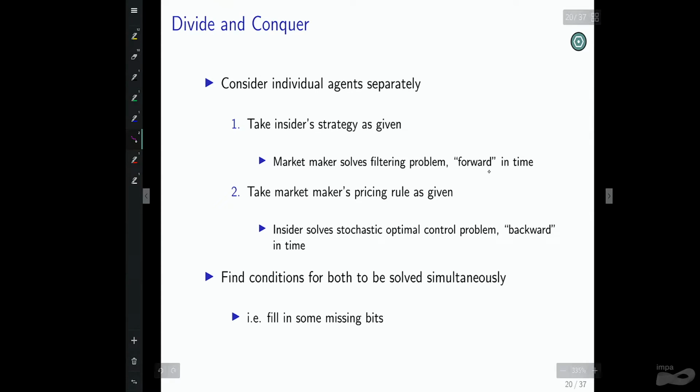And of course, because of the nature of the objectives of the two agents, the market maker is solving a forward-in-time problem, and the insider is solving a backward-in-time problem, right? One of them is Gaussian filtering, and one of them is stochastic optimization. Okay? Once we go through both sides of this problem, we're basically going to derive a large set of necessary conditions we need to be satisfied, and we're going to try and find how we can satisfy all of them at the same time, and that's what I mean by filling in some missing bits. Okay?